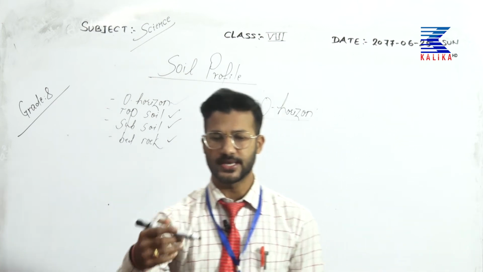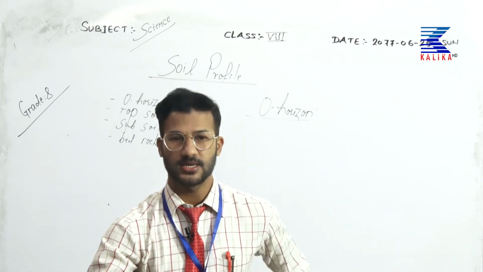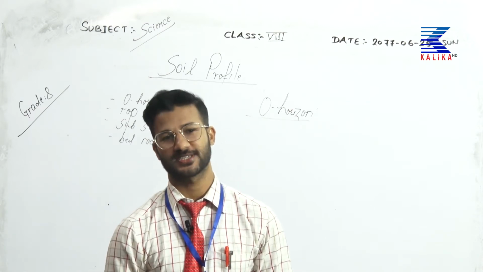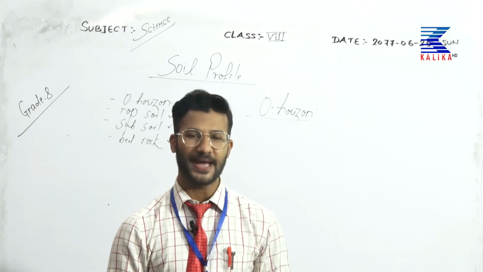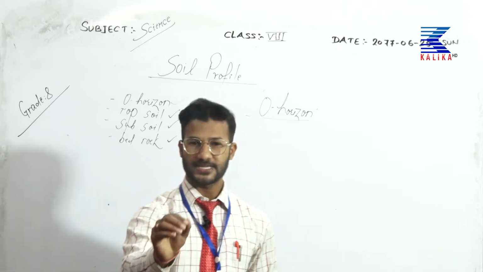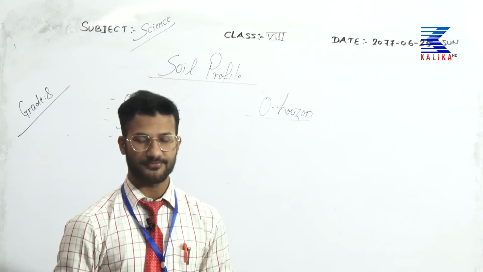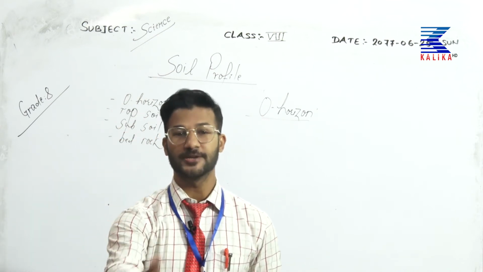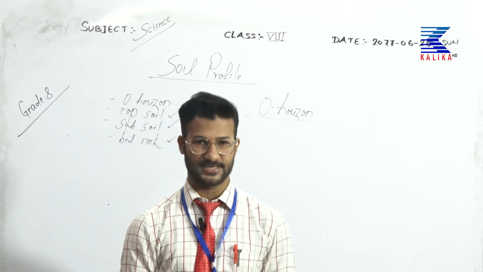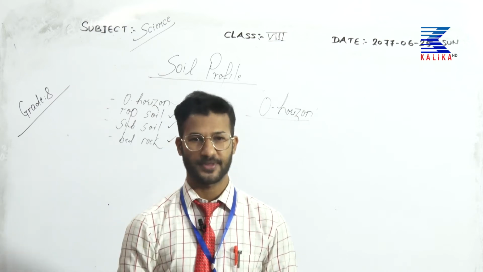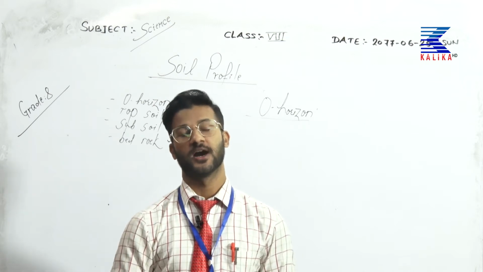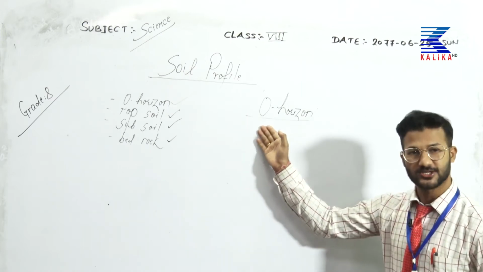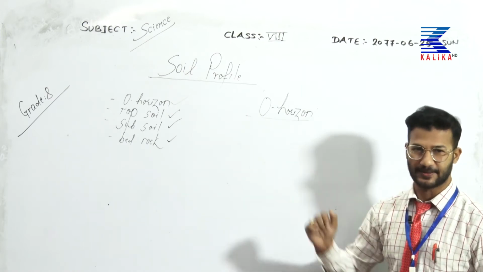And let me tell you, O horizon is rich in humus, I mean to say organic matter. Organic matter like dead and decayed parts of plants and animals, garbage, withered leaves of plants, branches, their dead roots, all are present on the uppermost layer of Earth's crust. We have discussed O horizon.